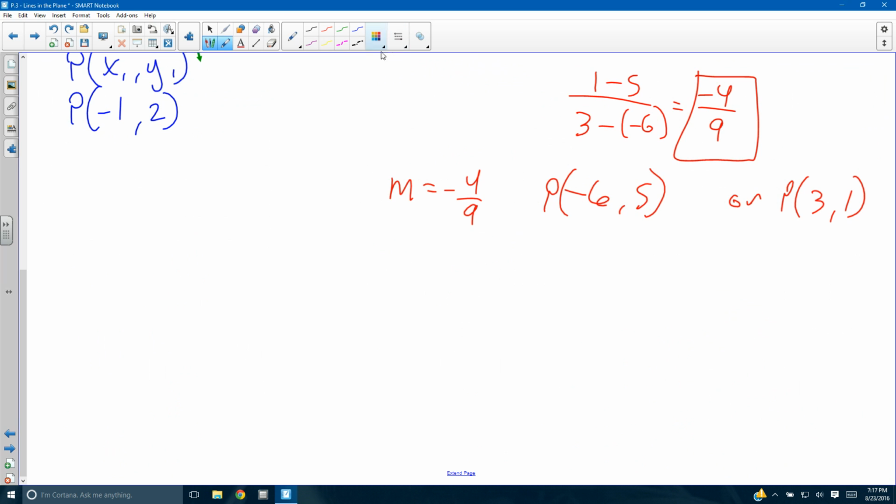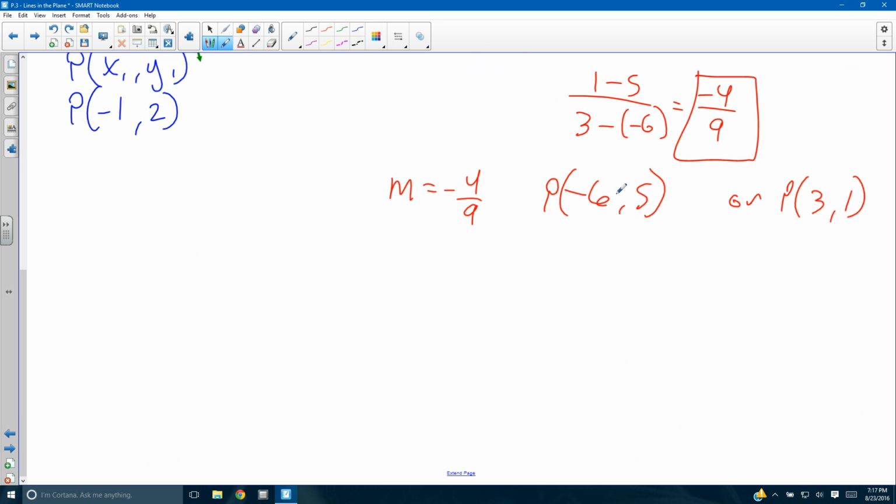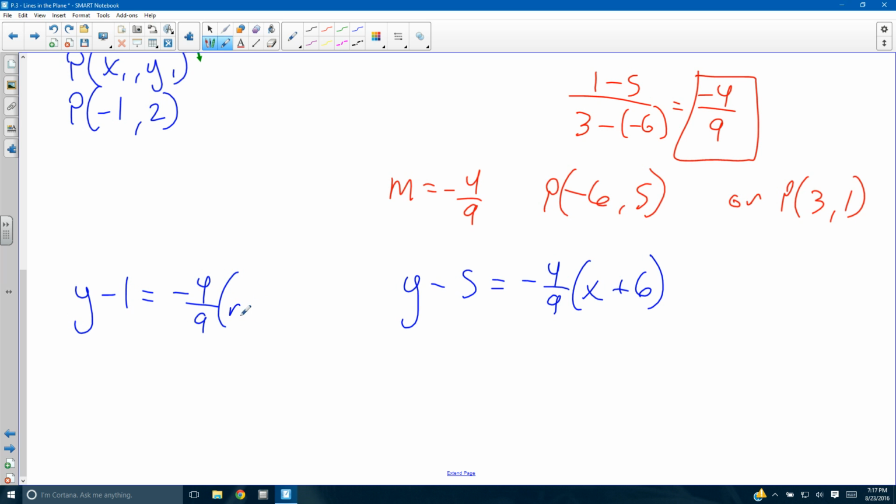I will graph in just a second, although you should now know how to do it. So you can do y minus 5 equals negative 4/9 times x minus negative 6. That's x plus 6. Or, I'll put it over here, y minus 1 equals negative 4/9 times x minus 3.